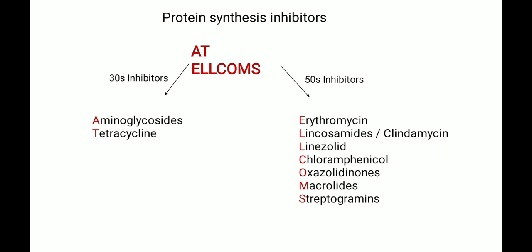So in AT, A stands for aminoglycosides and T for tetracycline. So these two drugs are used in inhibiting the protein synthesis by binding to the 30S ribosomal subunit. And LCOMS, E stands for erythromycin, and L for lincosamides, and L for linezolid, chloramphenicol, oxazolidinones, macrolides, streptogramins. So lincosamide is also called clindamycin. So this AT LCOMS is used to remember all those 30S inhibitors and 50S inhibitors.